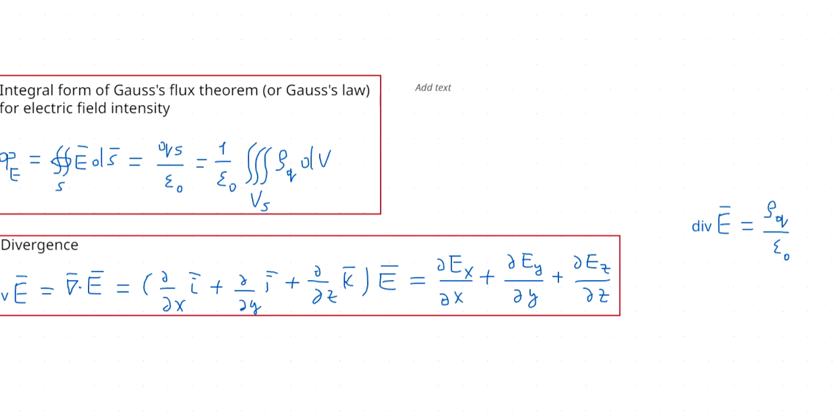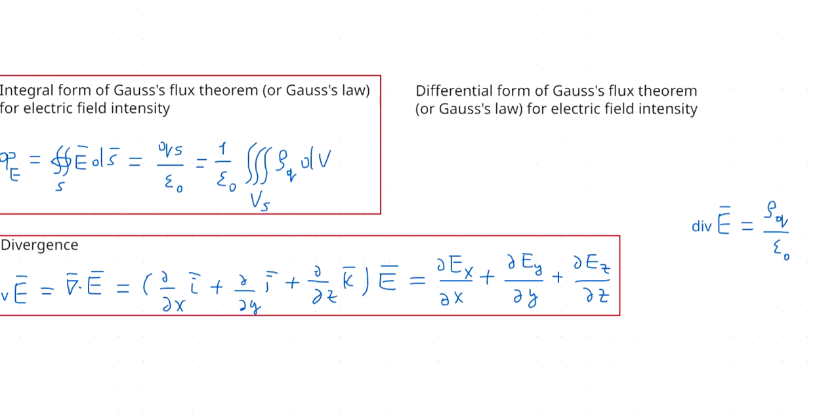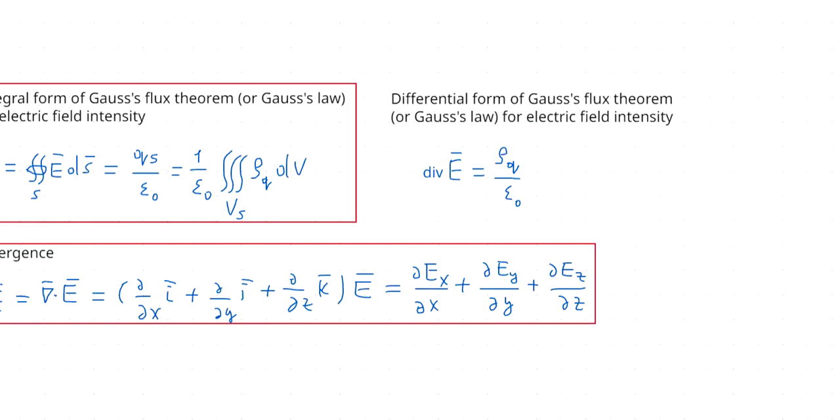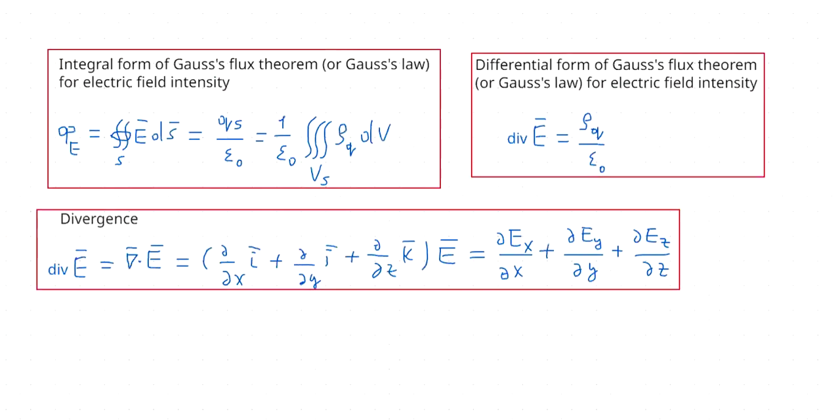This differential form can be written in this way. It is useful when we have electric field intensity as a function of coordinates. Using this theorem allows us to find density of electric charge.